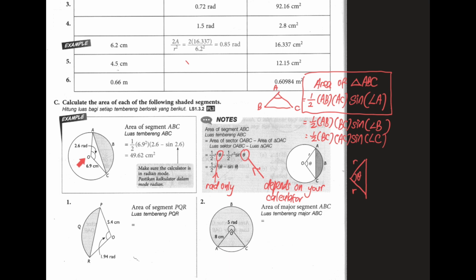For example, you can see here the angle given is in radian, 2.6 rad. Then they are using this formula. They factorize the half r square from here and here, so that the formula becomes half r square, theta minus sine theta. They highlight here also, make sure the calculator is in radian mode in order to put radian here. If your calculator is in degree mode, you have to put degree here. Then you press the calculator straight away and you will get this. So that is how we use the formula.